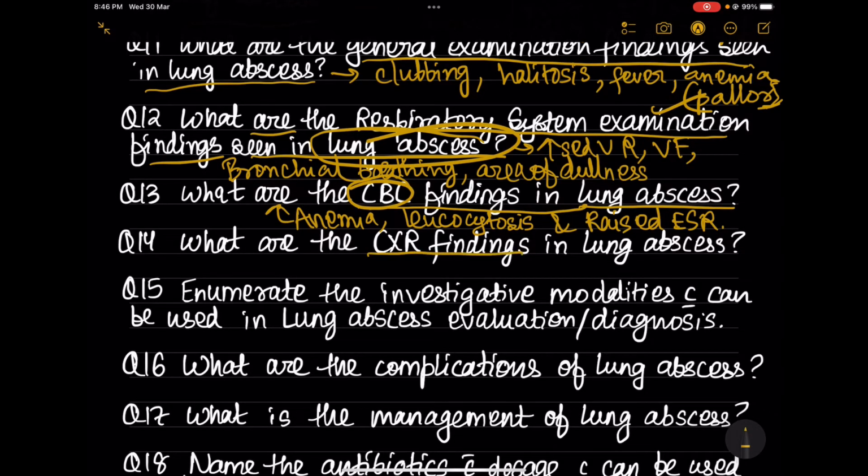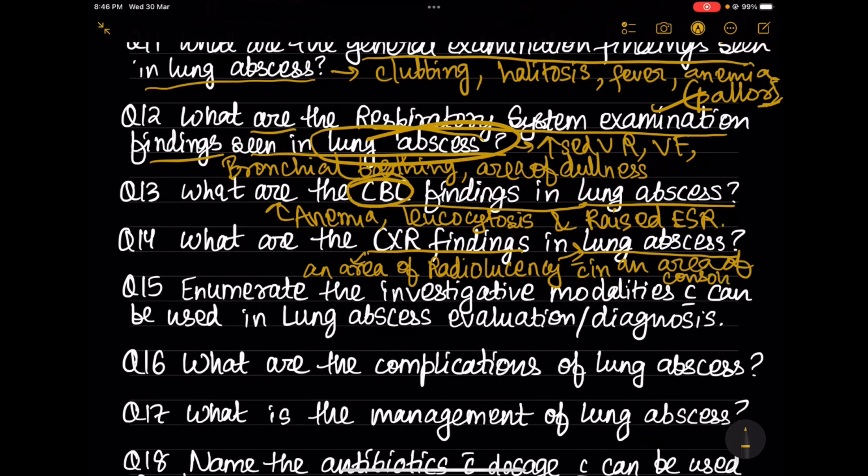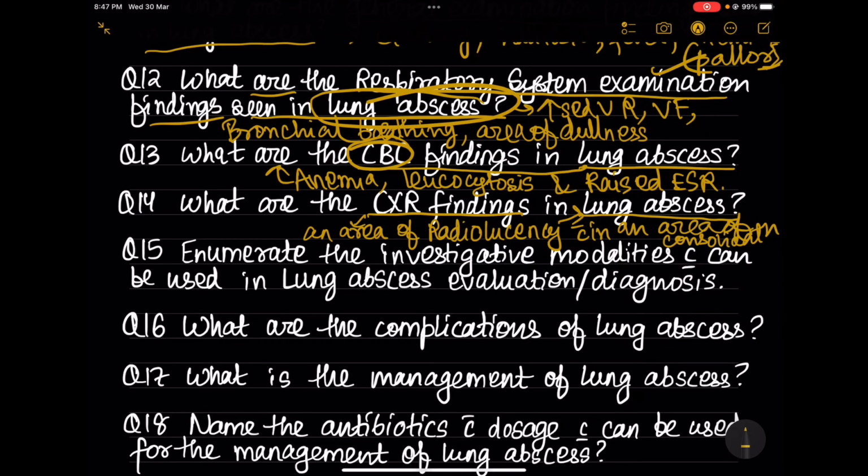Coming to the chest X-ray findings seen in lung abscess, in this we will see an area of radiolucency. This radiolucency is signifying lung abscess within an area of consolidation, which will be opaque, that is basically white in color. Now coming to the next question, that is investigative modalities which can be used in case of lung abscess evaluation and diagnosis.